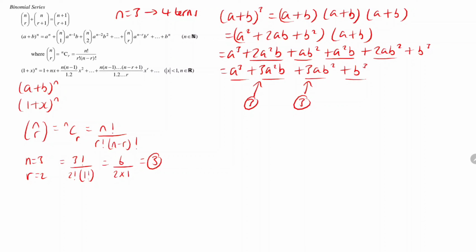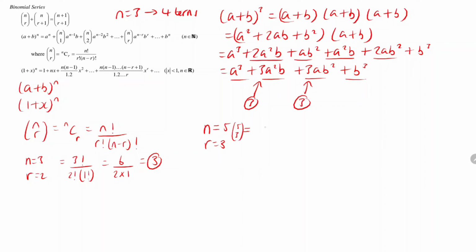Now, if the power is low, like cubed or even to the power of 4, you could do the full expansion like so. As the powers get bigger, obtaining these coefficients could get a bit more complex. So, for example, let's say that I had an n value of 5. So we were raising something to the power of 5, and I want to find out the coefficient of, say, the third term.